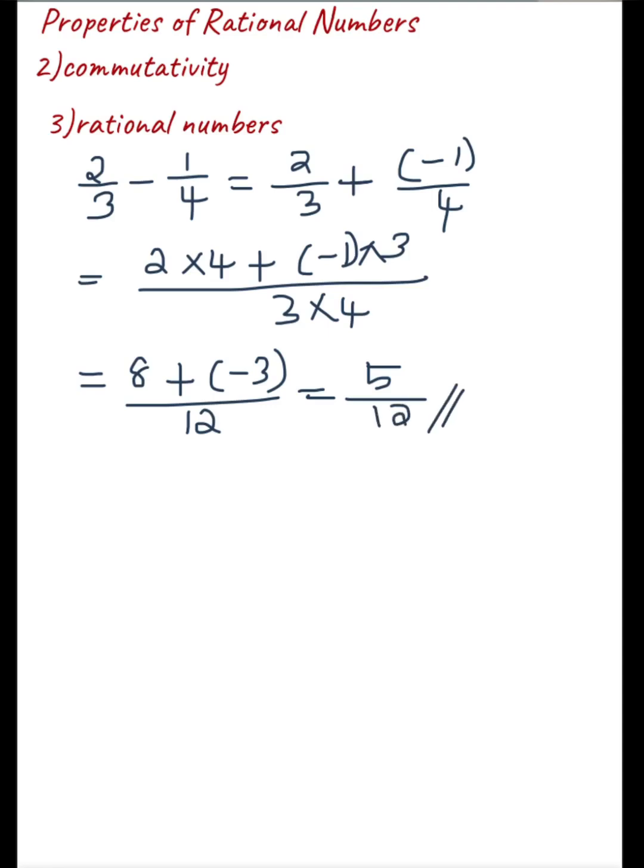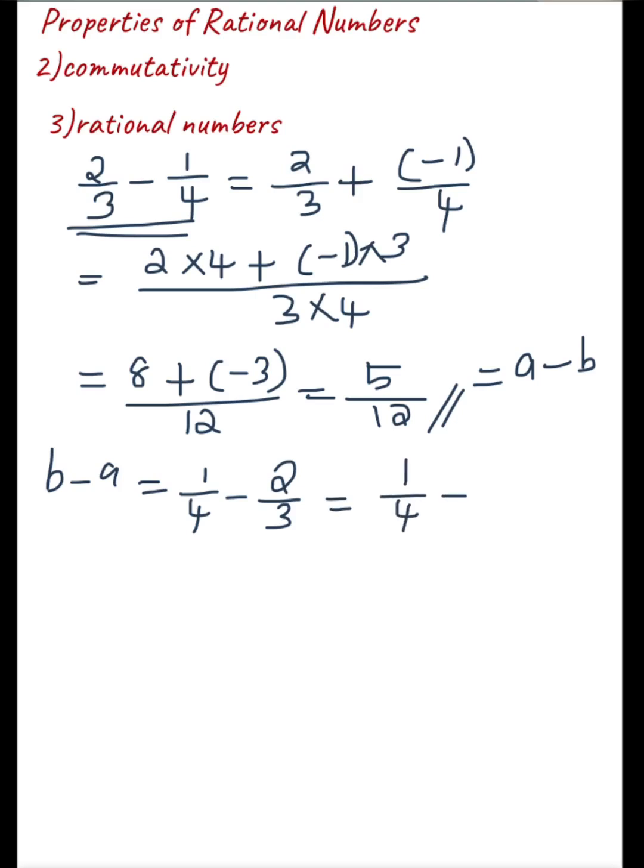So this is equal to A minus B, 5 divided by 12. Now let's see what is B minus A. B minus A means what here? It's 1 by 4 minus 2 by 3. So how will you write this?